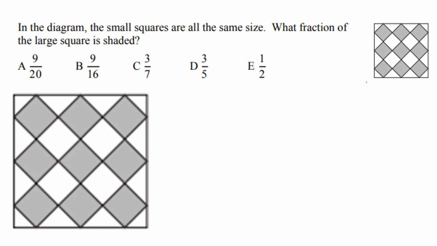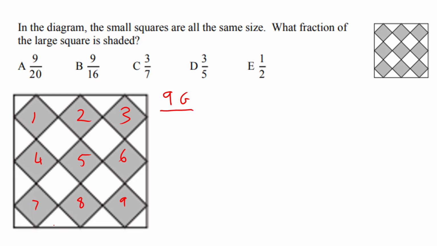One way is to just count the amount of shaded grey squares. So we have 1, 2, 3, 4, 5, 6, 7, 8, 9 grey squares. So we have 9 grey out of, let's see how many total squares there are.